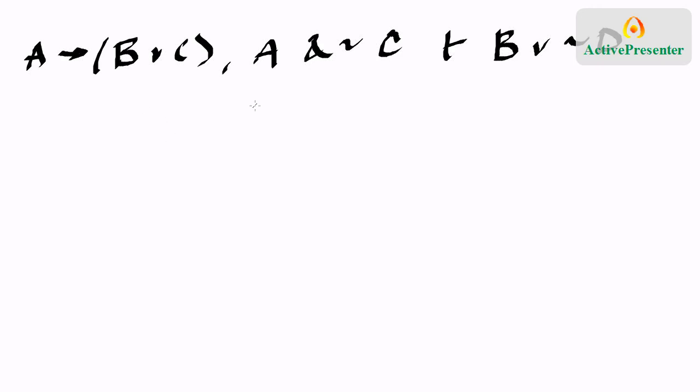Okay, this is the last one I want to do here. So we have two premises. If A, then B or C. A and not C. And then our conclusion is B or not D.